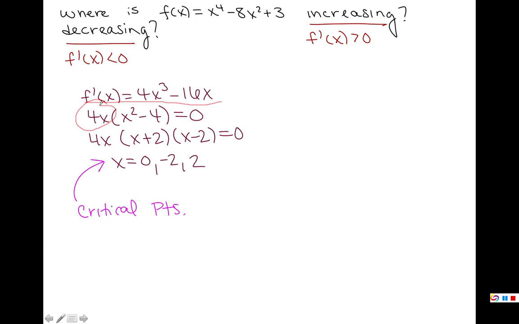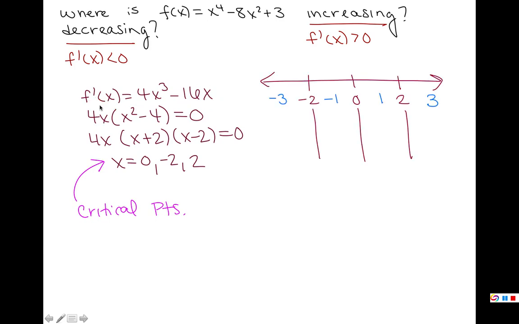Okay, step 2 is make a table. And so what I've done here is I just drew a number line. And then in red, I have placed my critical numbers on my number line. So I have critical numbers of -2, 0, and 2. So that was step 2. I create a table on the number line using my critical numbers.